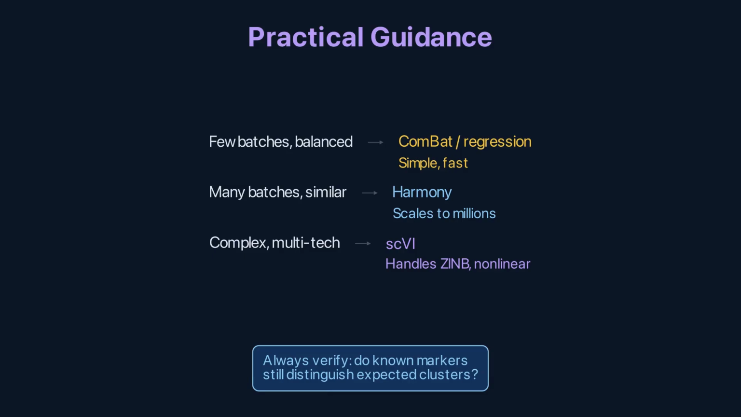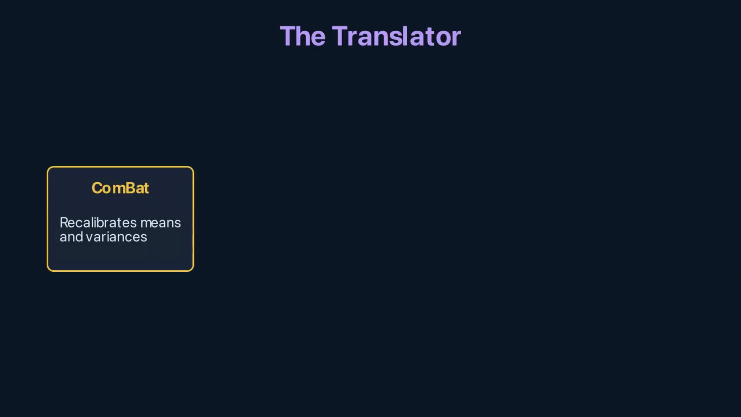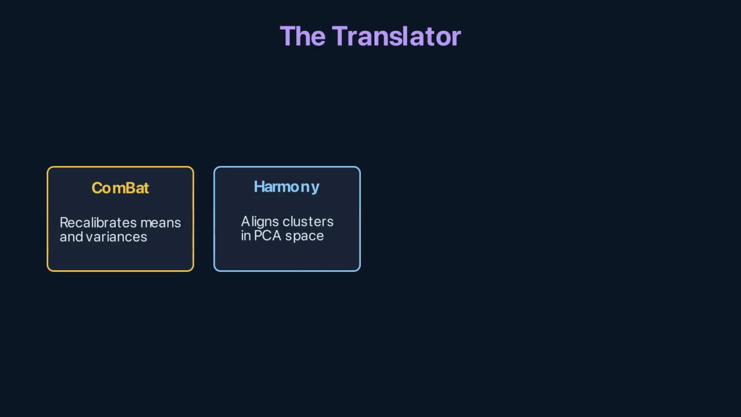Always verify. After correction, do known cell type markers still distinguish the expected clusters? If not, you've overcorrected. Pre-labs, 3 dialects, ComBat recalibrates means and variances, works for bulk and balanced designs.